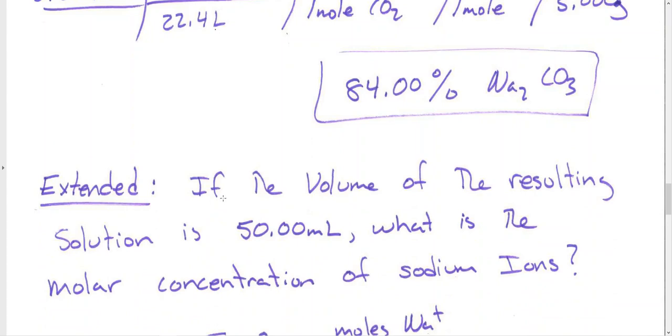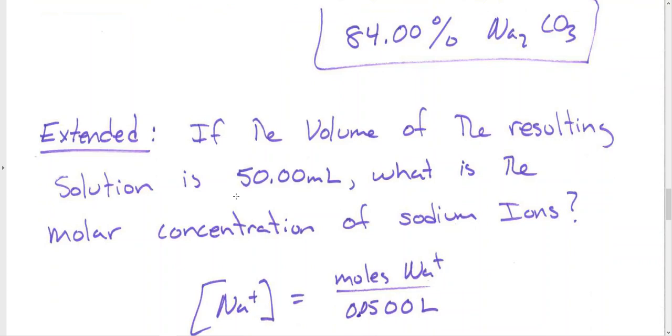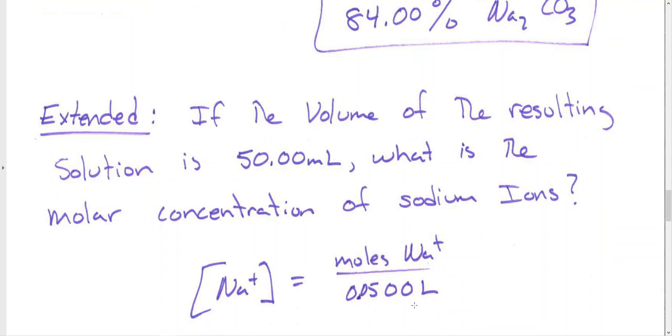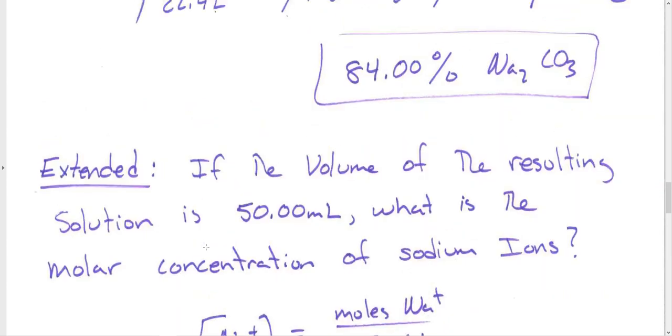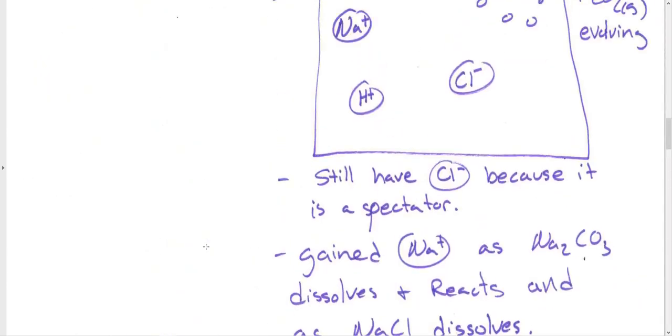What if we were told our final volume of the resulting solution was 50 milliliters, and we want to know the molarity of sodium ions dissolved? So we have the volume in liters, 0.05 liters. We want the molarity. So we need to figure out how many moles of sodium are dissolved and divide by the volume, and we're told what that volume is, 50 milliliters. And that'll give us the molarity, right? So let's think about it. Let's go back up and look at the picture.